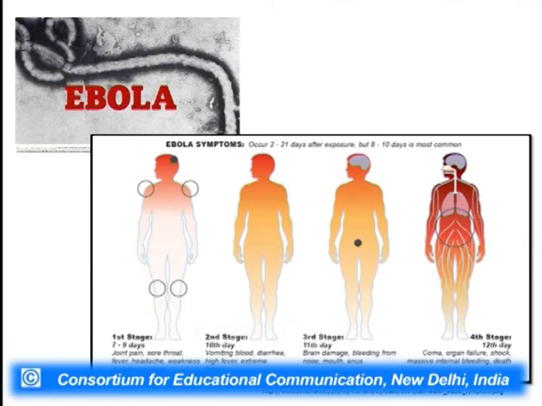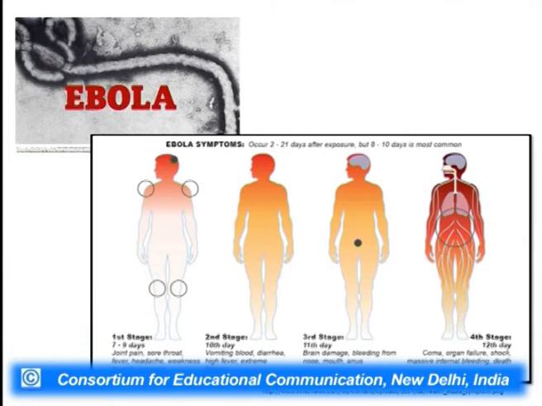Now the first stage occurs between 7 to 9 days. There is a lot of joint pain, sore throat, fever, headache, weakness, muscle soreness, etc. In the second stage, on the 10th day, the person is vomiting blood or diarrhea, he is having a high fever, he is having extreme fatigue.